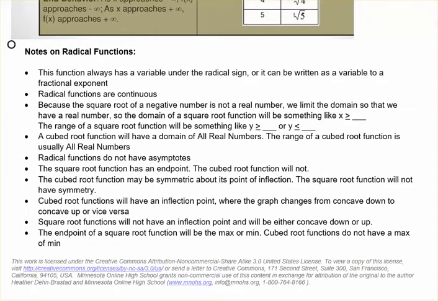Here are some more notes. A lot of these we've already talked about. The radical functions do not have asymptotes. Neither the cube root nor the square root one will. Remember that the square root function has an endpoint, so the end behavior on a square root function will be different than a cube root function. And the cube root function may be symmetric about its point of inflection, but the square root function will not have symmetry.